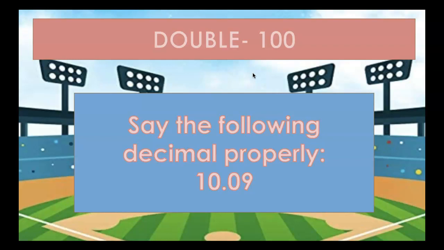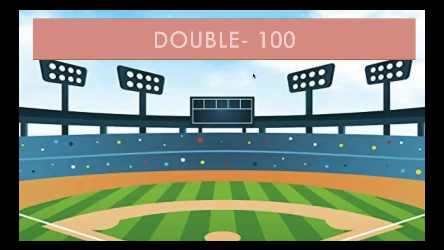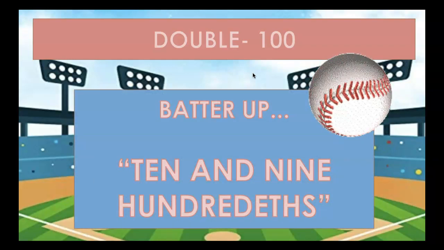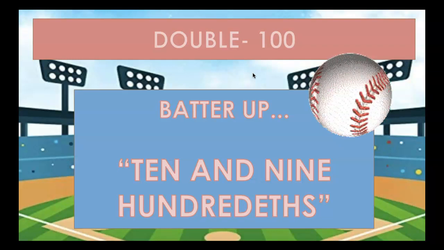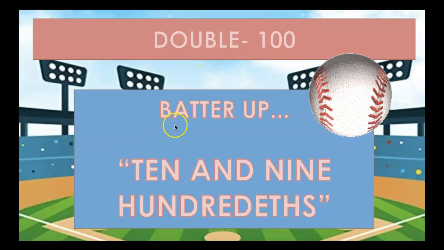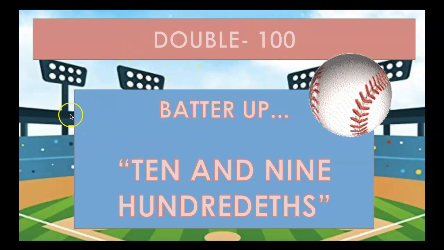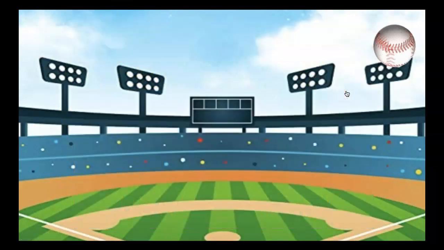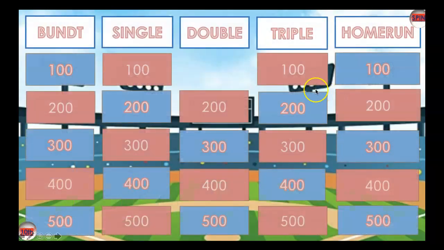So when they are ready to give their answer, instead of saying what is, like the typical Jeopardy! game, they will say batter up, and they will then be expected to give the correct answer. So if they get it correct, they will earn 100 points for their team. If they are incorrect, they will lose 100 points for the team. In order to get back to the game board, you will click on the spinning baseball. And at this point, the next team would be up to bat.